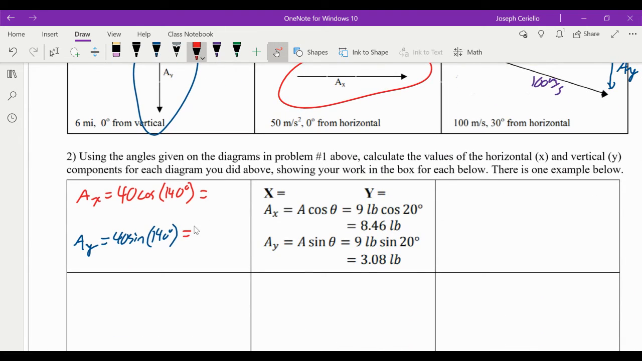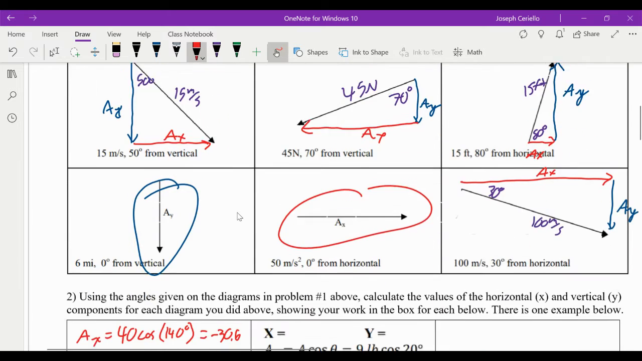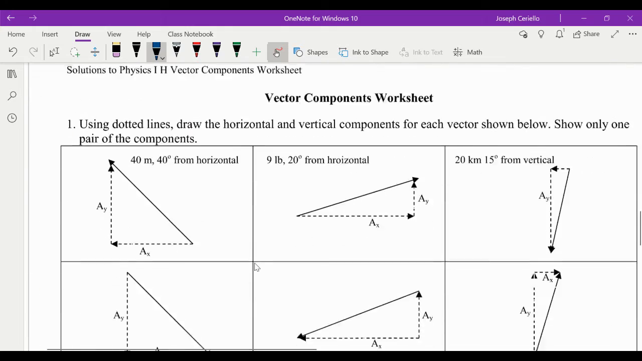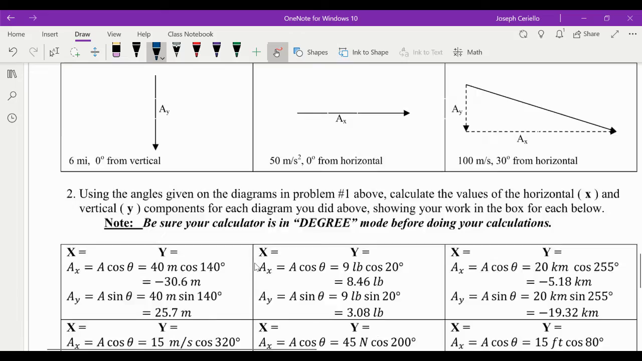All right, so let's do that in our calculator. Let's see, so I have 40 cosine 140, and I get negative 30.6. And that's going to be in whatever that was, meters. And let's see, I'm going to have 40 sine 140. That's going to be 25.7. All right, and if you look down here, were those the answers? Yeah, they were. Perfect.